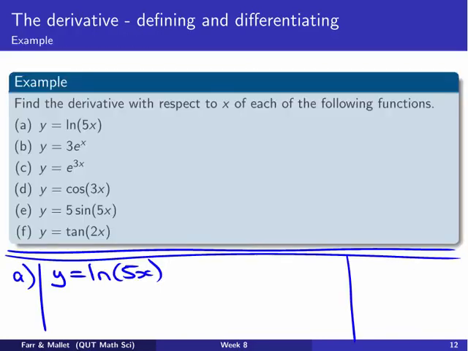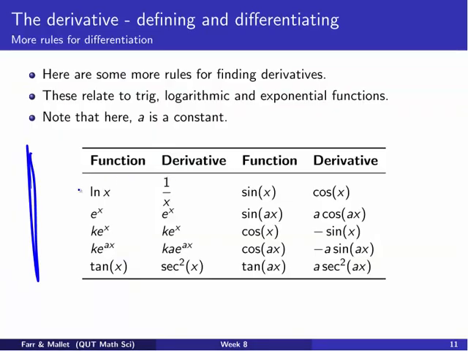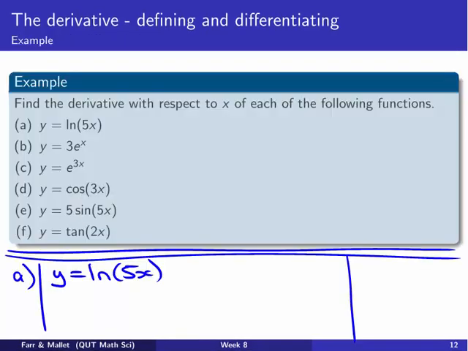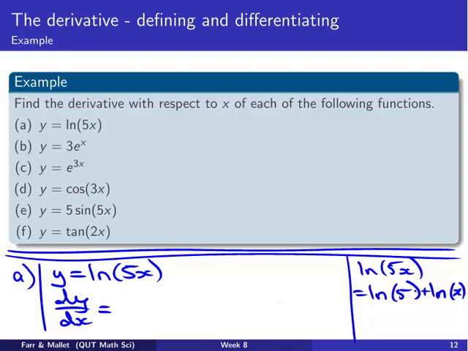So some examples. Note that this first one, log of 5x, isn't in the right form to use this rule, which is just for log x. But if you remember your log rules, the log of 5x is equal to the log of 5 plus the log of x. So we can say that dy dx in this case is equal to the derivative of log 5, which is just a constant, so it's 0, plus the derivative of log x, which is 1 on x, straight from the rules.